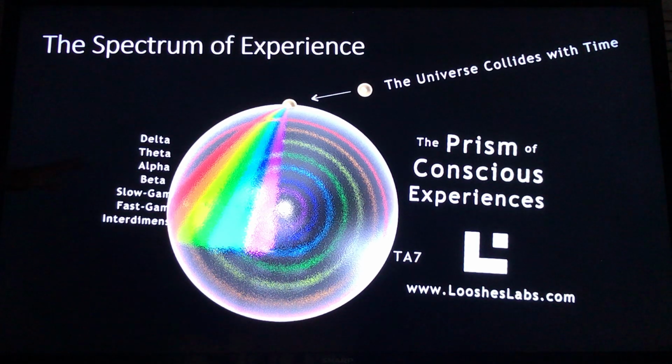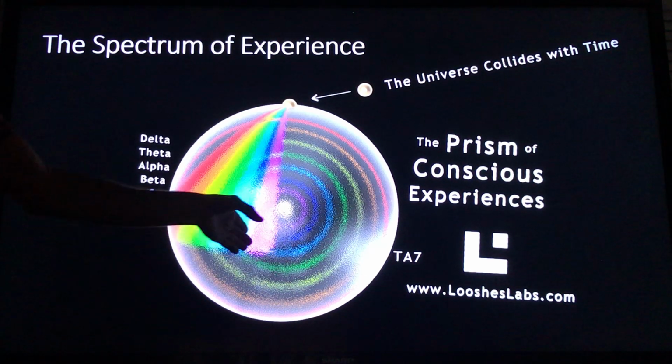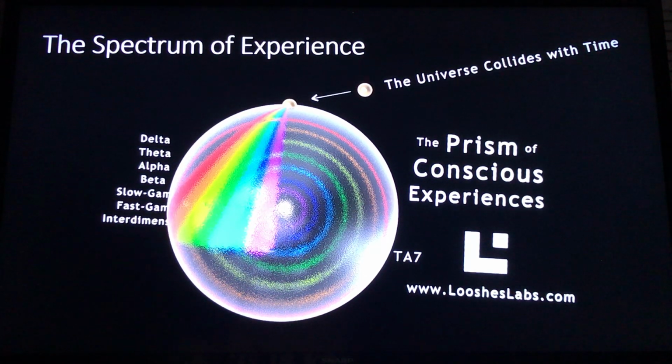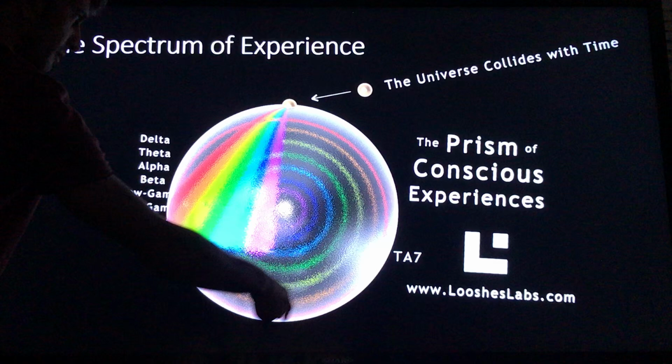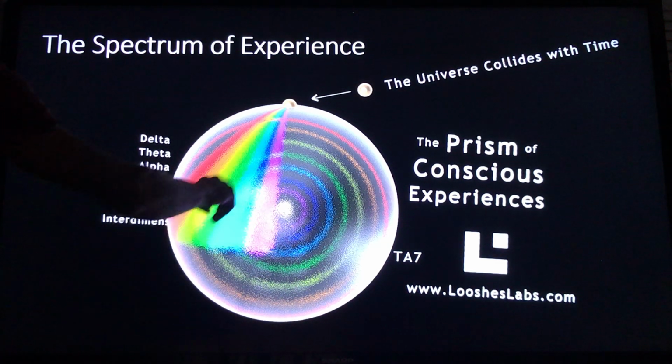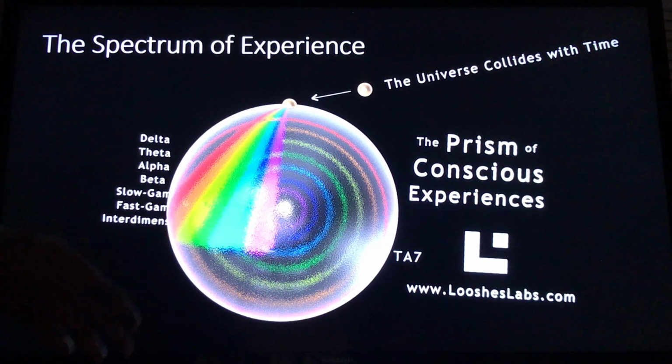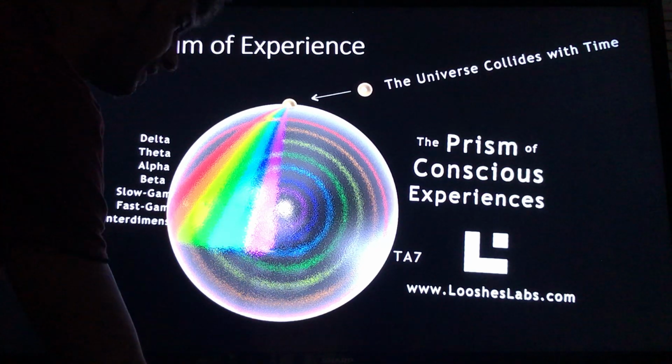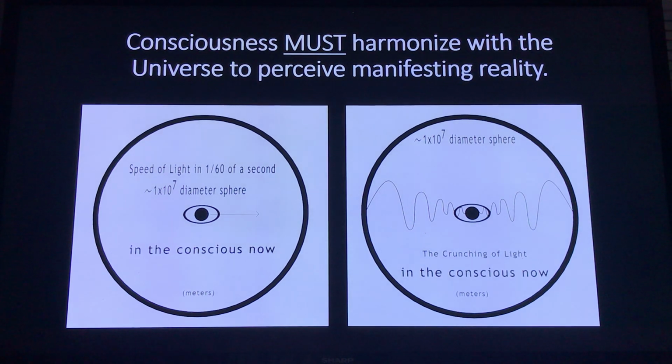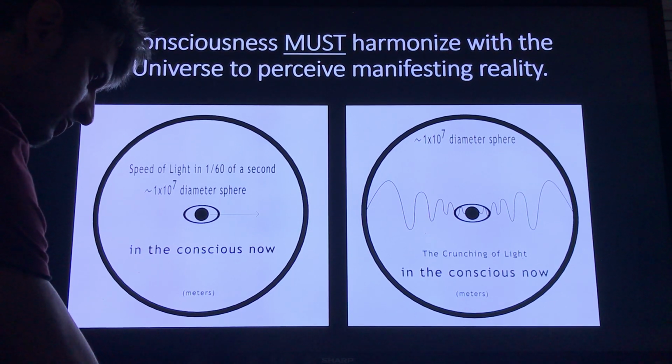Down here would be the lower verse, lower than delta, and in here would be the novi verse, faster than fast gamma. Those are the harmonics of conscious experience. And so you can see each one of these has a ring relating to it. And the important factor is that we're accelerating at the speed of light, right? We need to be able to have photons frozen in space. And so consciousness must harmonize with the universe to perceive reality. So now let's take a look at human consciousness.